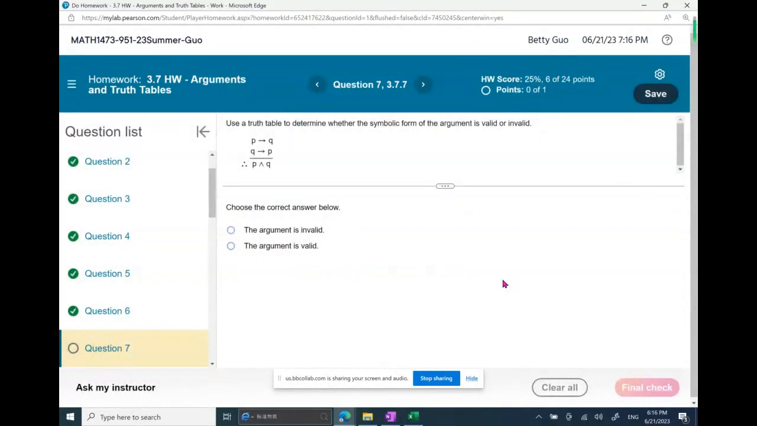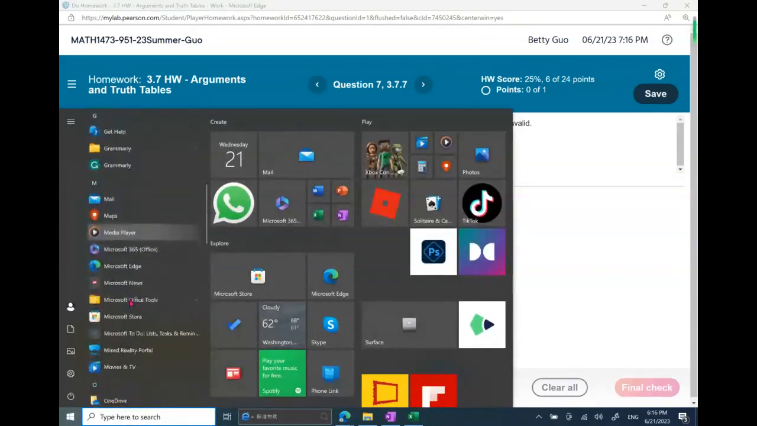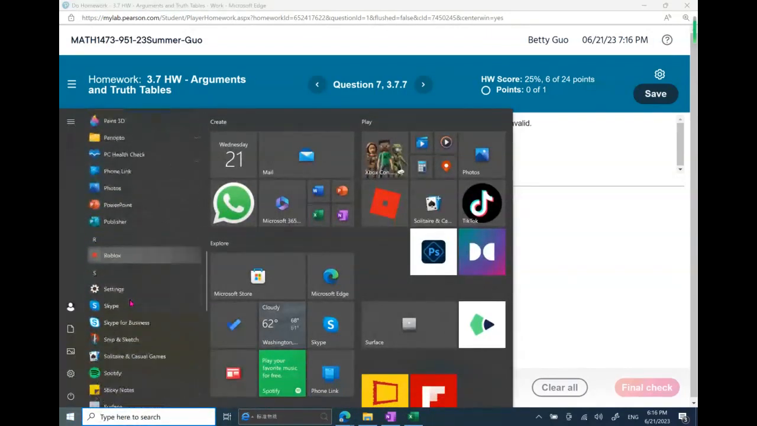Use a truth table to determine whether the symbolic form of the argument is valid or invalid. P implies Q, Q implies P. So P and Q. Well, let's use a truth table. This section is a good practice of application of truth table.